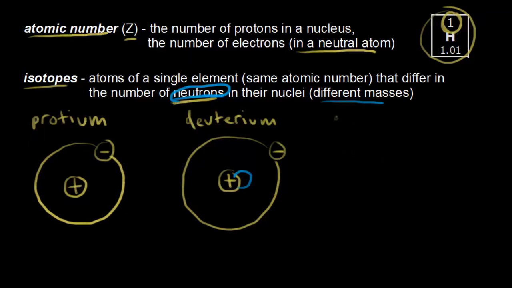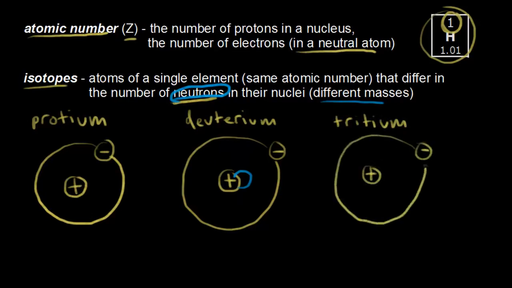And finally, our last isotope, which is tritium. So tritium has 1 proton in the nucleus, right? 1 electron outside the nucleus. So we draw that in here. And it must differ in terms of number of neutrons. So tritium has 2 neutrons. So I'm going to go ahead and draw the 2 neutrons here in the nucleus. And so those are the isotopes of hydrogen.